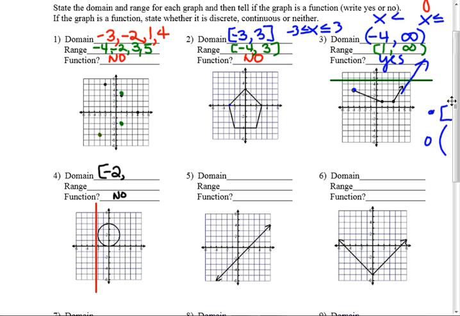Okay. So where does this end over here? At 2.